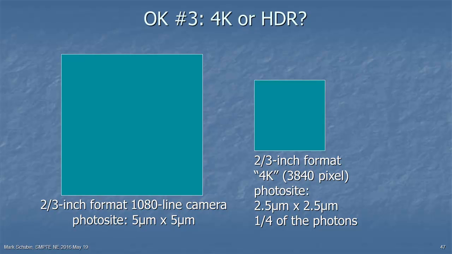Again, this is a 2/3 inch format photo site for HD. It's 5 microns by 5 microns. And for 4K, it's 2.5 microns by 2.5 microns. Doesn't mean you can't get great HDR out of a 4K 2/3 inch camera. Sony's 4300 does a beautiful job.